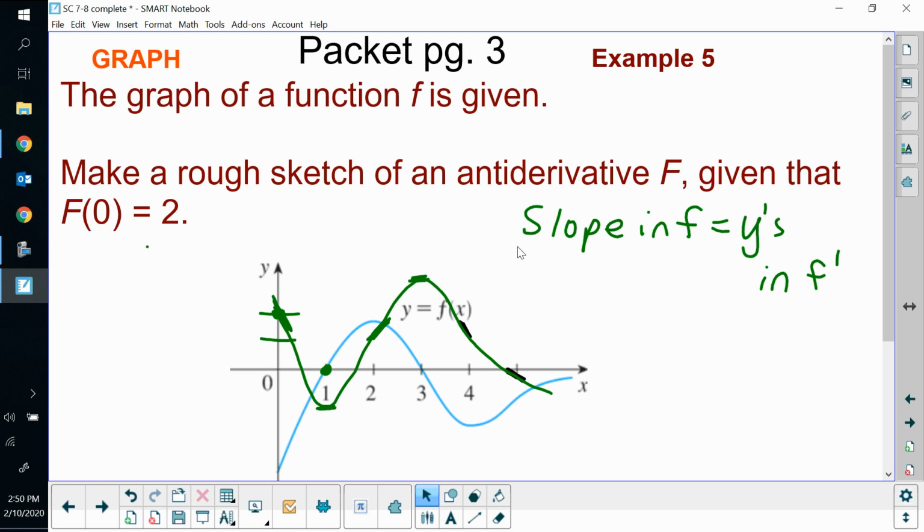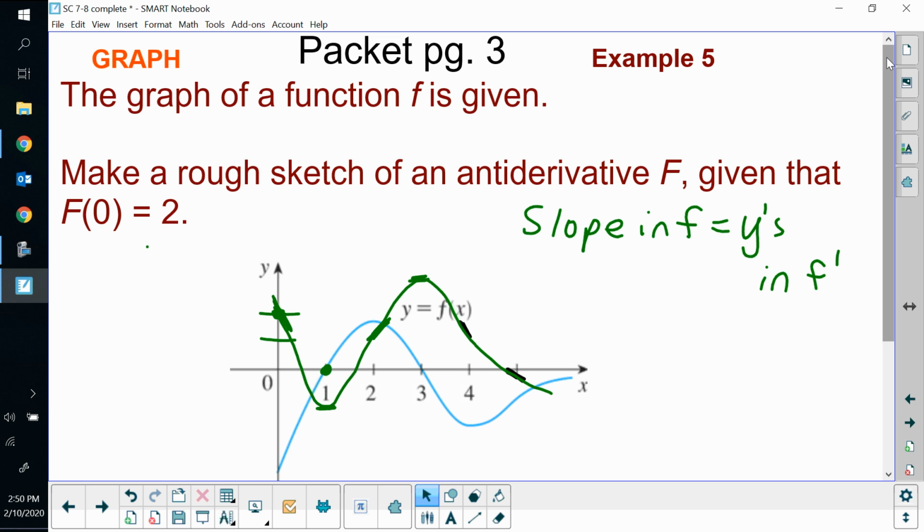All right, so let's everyone go to packet page 3. In the beginning, first half of the year, we saw things where I gave you a graph, and I wanted you to sketch the derivative graph. And the phrase I always had you think was the slope in f is the y's in f prime. Or in other words, the slope in one function is the y's in its derivative. Well, the y's in some function could be the slopes in the antiderivative. We're going to try going the other way.